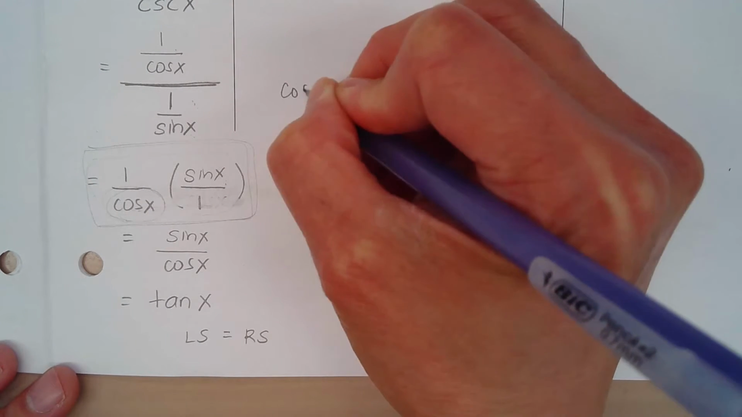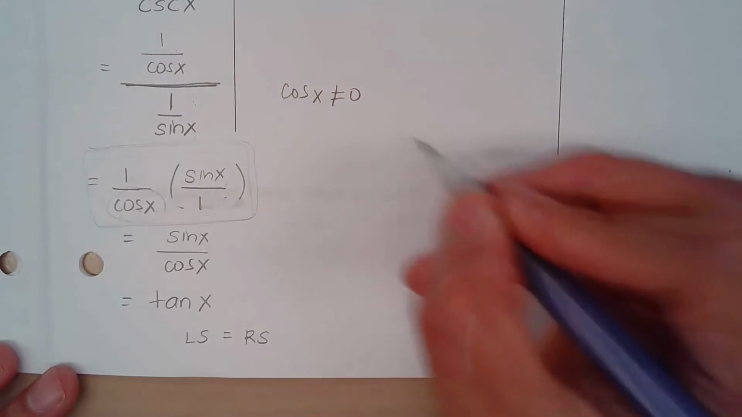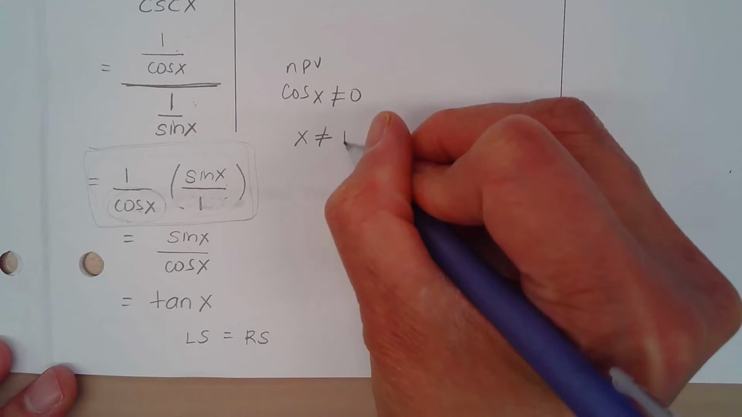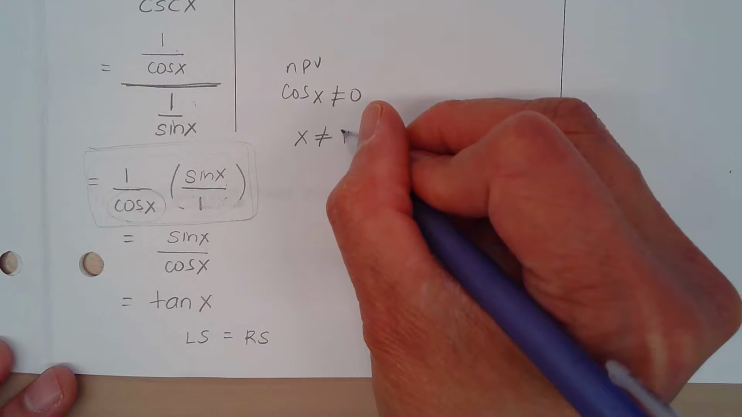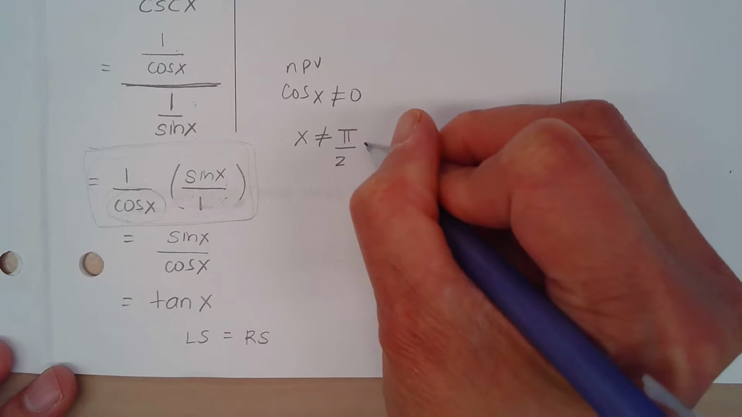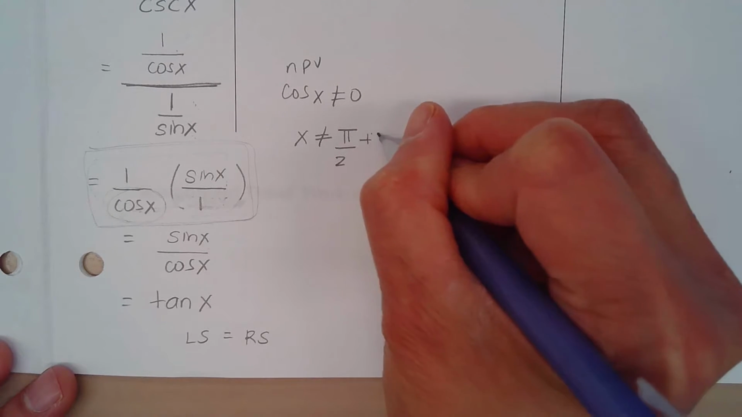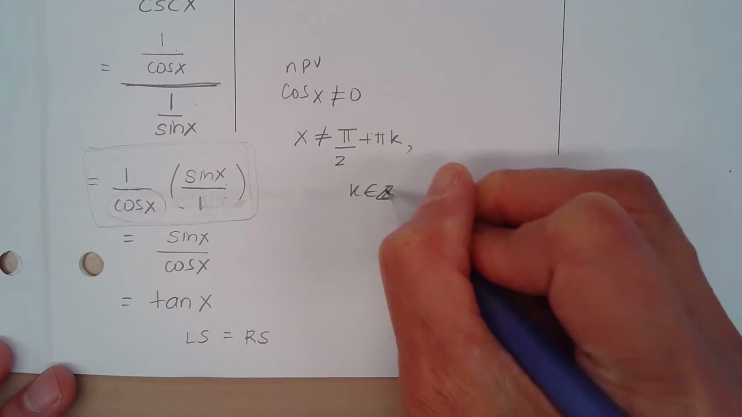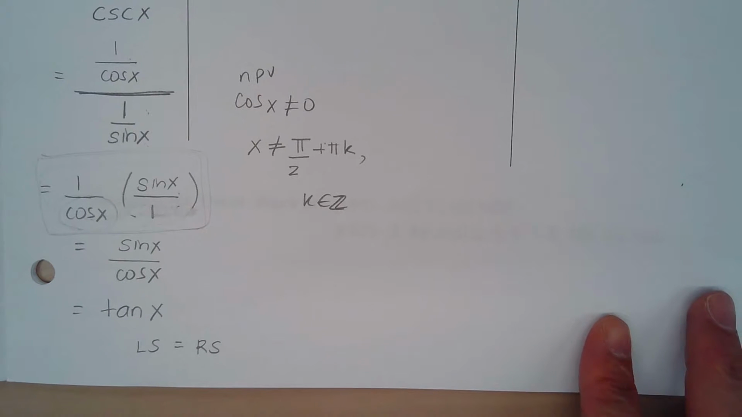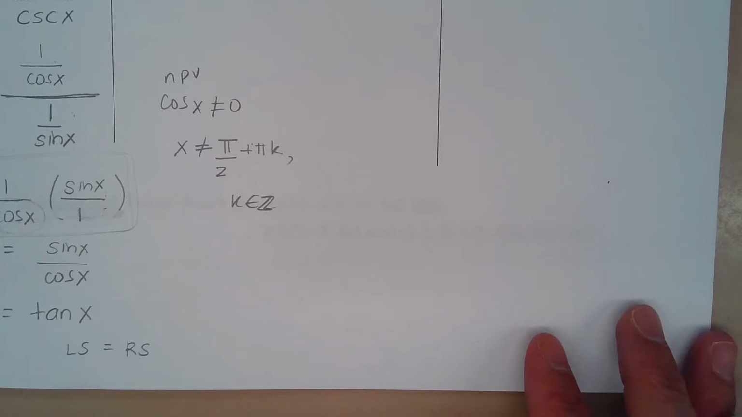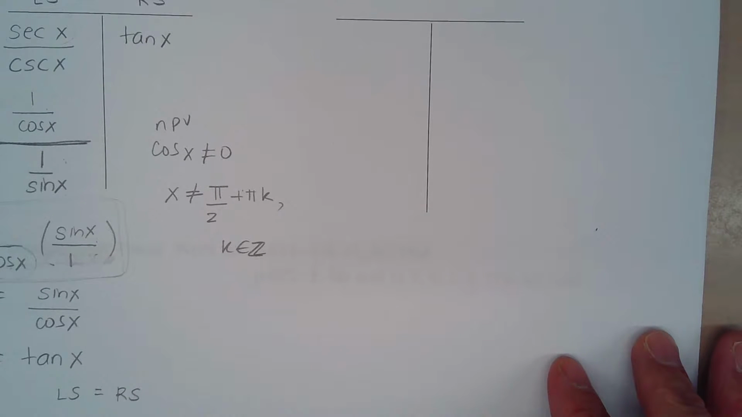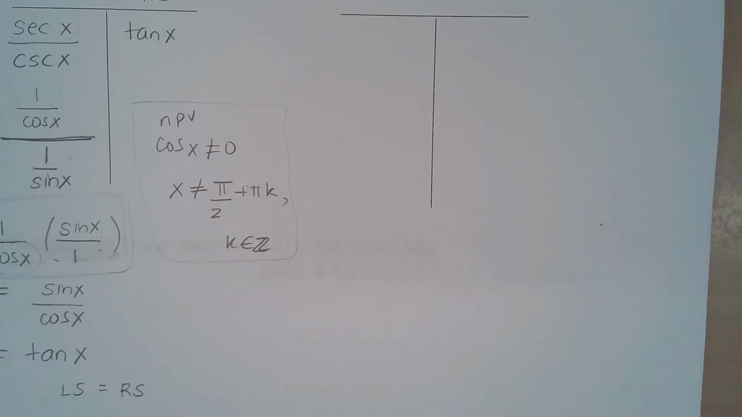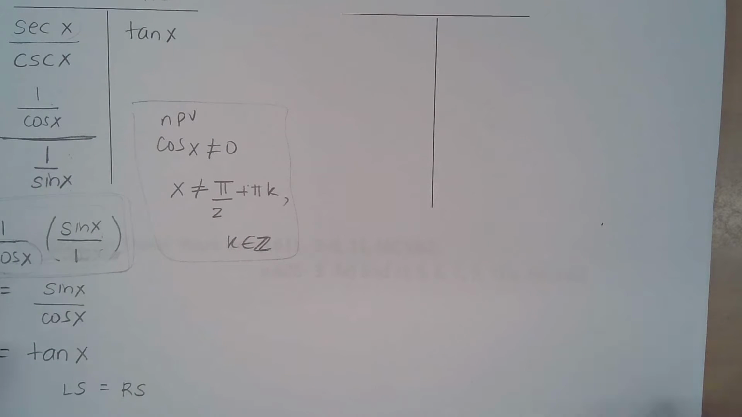So cosine of x cannot equal 0. That's a non-permissible value. So x cannot equal pi half plus pi k, and k is an element of integer. The non-permissible value could be really complicated the more things that we add into it.